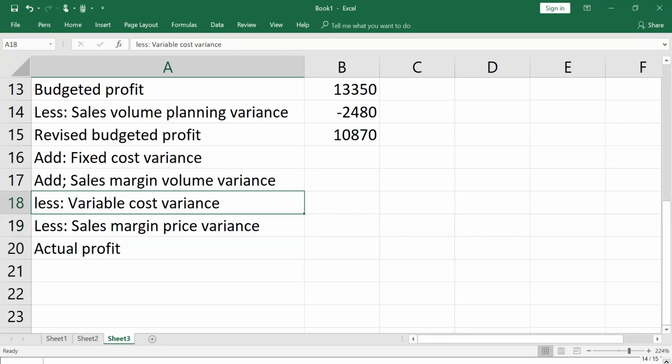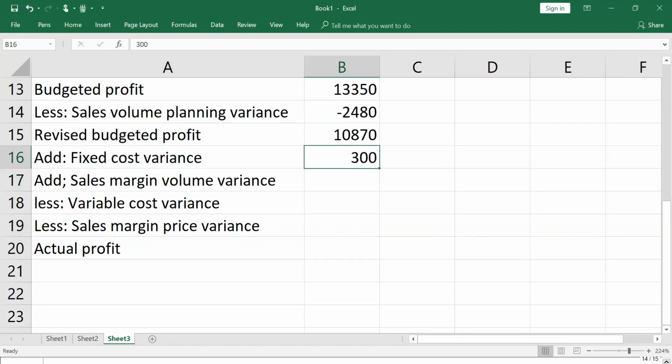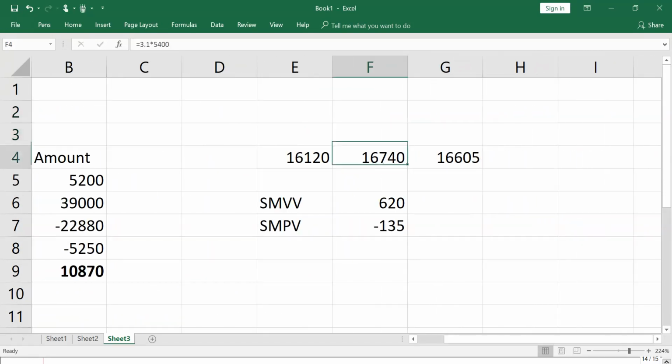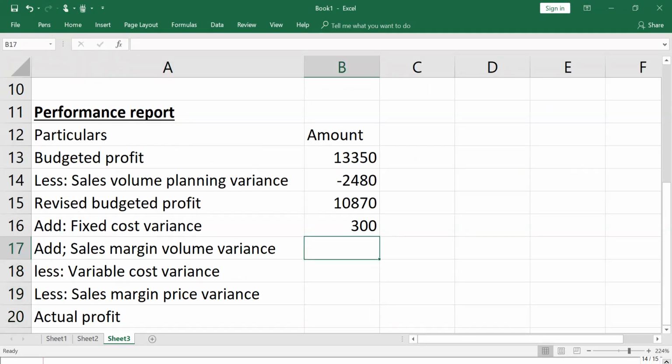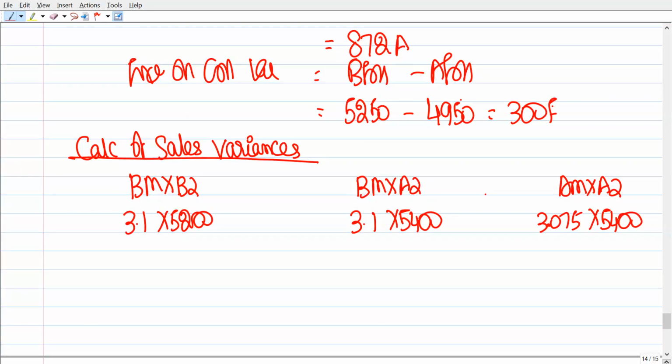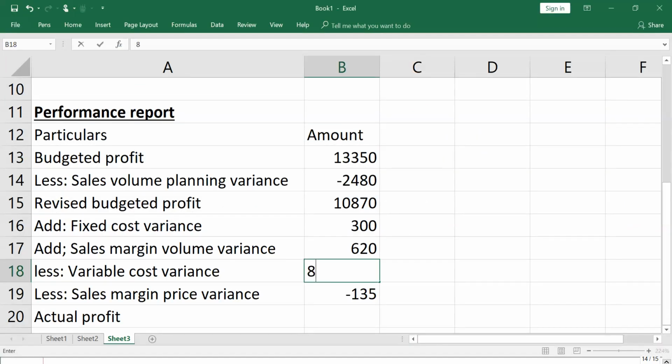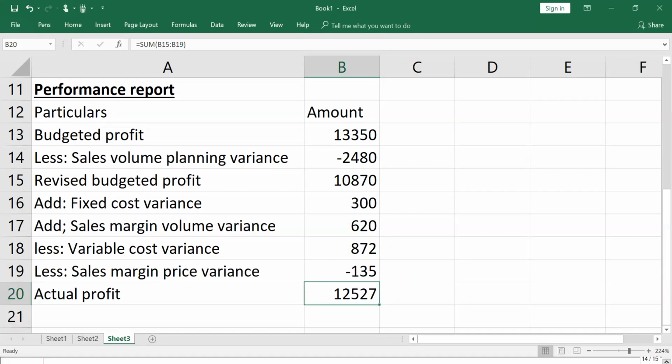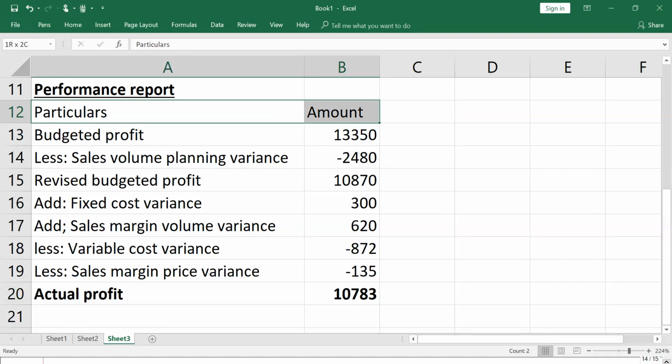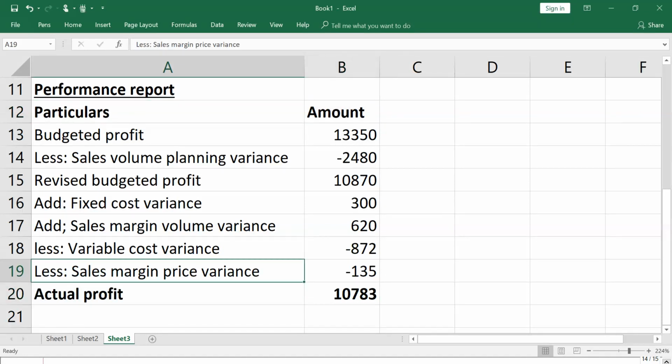Fixed cost variance was 300, 620 minus 135. Variable cost was how much? 872. 10,783. This is what is a meaningful analysis, because variance is this, not what you compare 6,000 and 5,400 and write a variance.